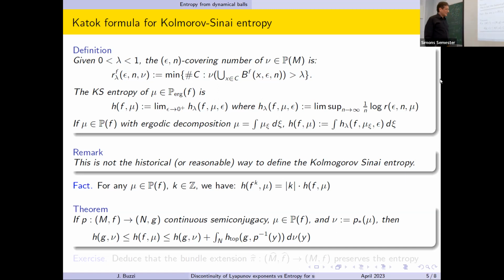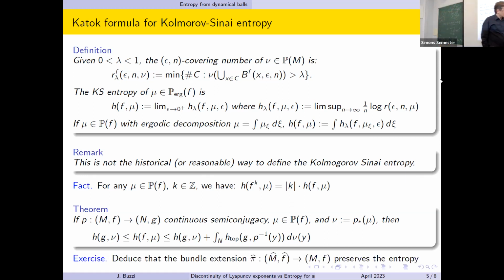Yeah, I don't want to get into that, I will not use it, because in our situation, the bundle extension, the fiber over any point is a circle, okay, and the dynamics is invertible. So you can show easily that all these numbers are zero. So the bundle extension has the nice property that it preserves the entropy. When we lift a measure or when we project a measure to the bundle extension, we don't change its entropy. Okay, we can just forget about that. But we need to know that it's the case. Any question about that?